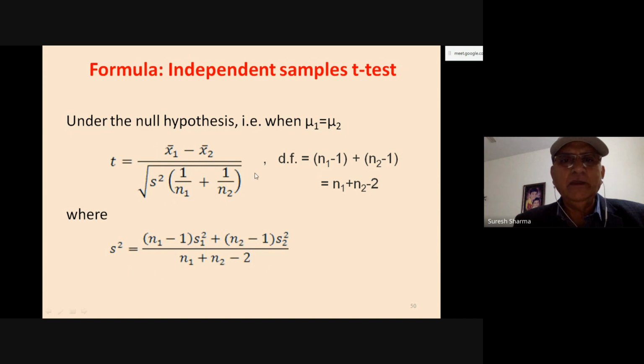And degree of freedom will be, for the first sample, you are taking a sample of size N1 from pizza, N2 from normal. So for degree of freedom, for the first one it will be N1 minus 1. For the second it will be N2 minus 1. Since it's a two sample test, add the two. N1 minus 1 plus N2 minus 1. So degree of freedom will be N1 plus N2 minus 2. So this is called independent t-test.